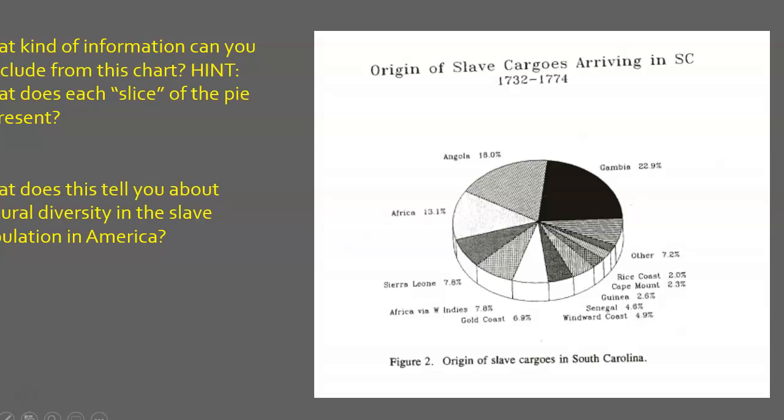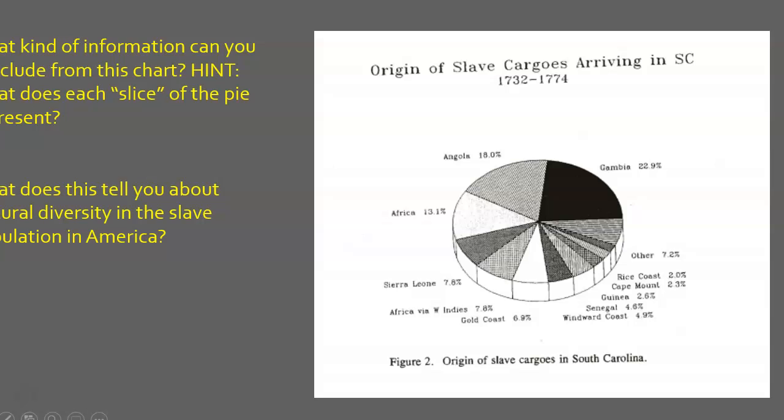And so this pie chart that you're looking at is actually showing you the different origins of all the slaves in one cargo on a ship arriving in South Carolina between 1732 and 1774. As you can see on this chart, just because these are all African slaves, look at all the different places that they come from. And all of these slaves are bringing their own traditions and languages and customs and beliefs with them to the colony.